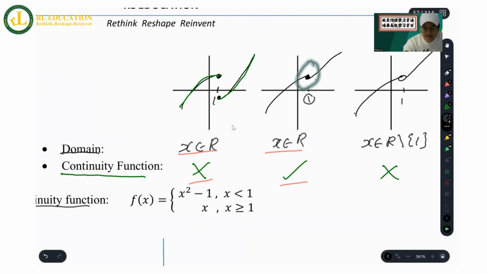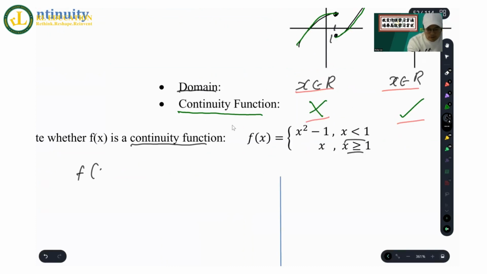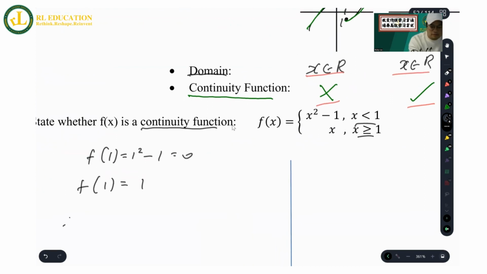So to test whether it's a continuous function, what you can do is, I just sub 1 into the first equation, I got 0. Sub 1 into the second equation. Can you see they're not the same? Therefore, f(x) is not a continuous function. If this is what you do, you are in those 70%. Sorry, you lose 1 mark.